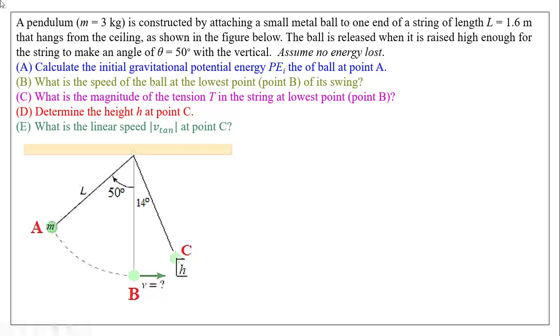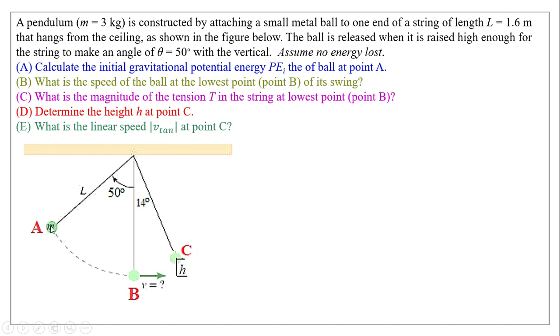Right, so here we have a pendulum that's 3 kilograms. It is attached to a small metal ball on one end of a string that is 1.6 meters long. And it says the ball is released when it is raised high enough for the string to make an angle of 50 degrees with the vertical. All right, and it says here assume no energy is lost. So this is a conservative system.